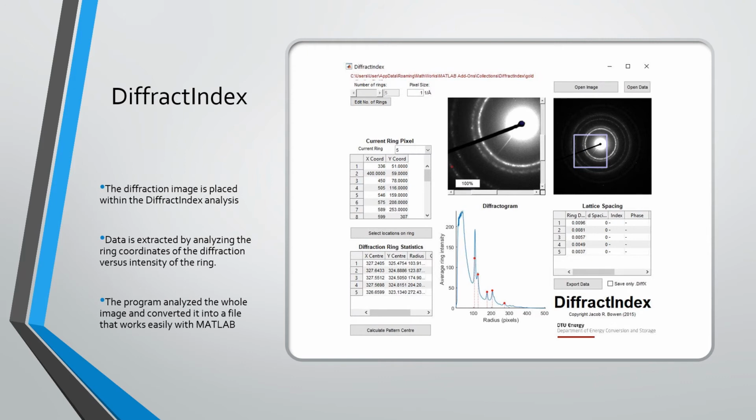We uploaded that gold diffraction pattern into it. It then analyzes the pixel size of the image, and you can then label the positions on the innermost ring and then continue on with each of the rings after that. It will then interpret those coordinates into intensity versus radius, and then again into a matrix that is easier for MATLAB to use.